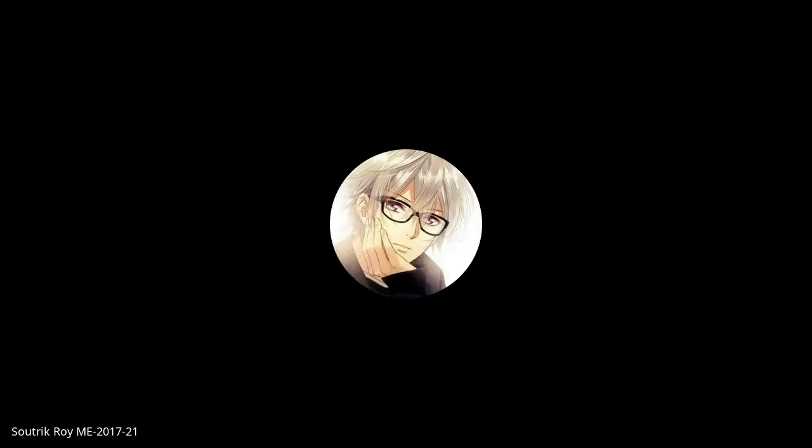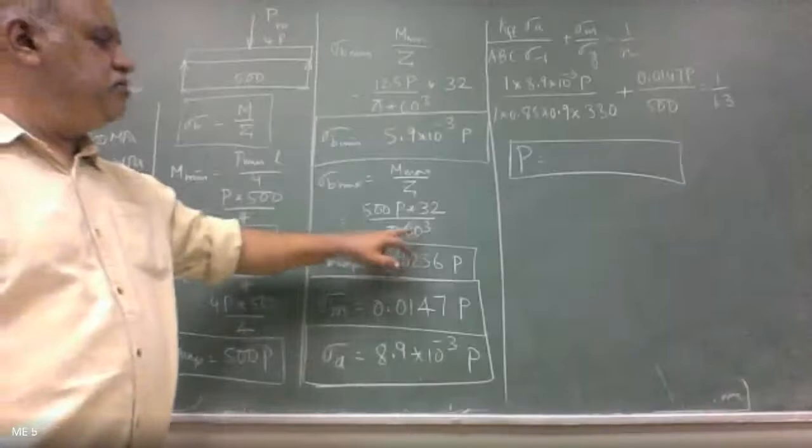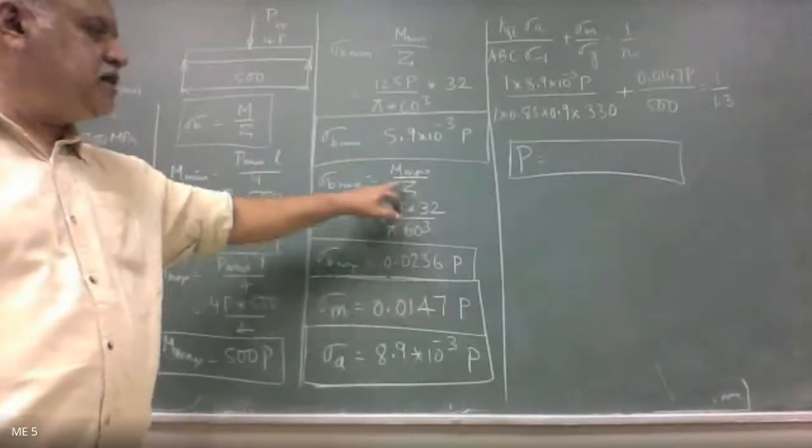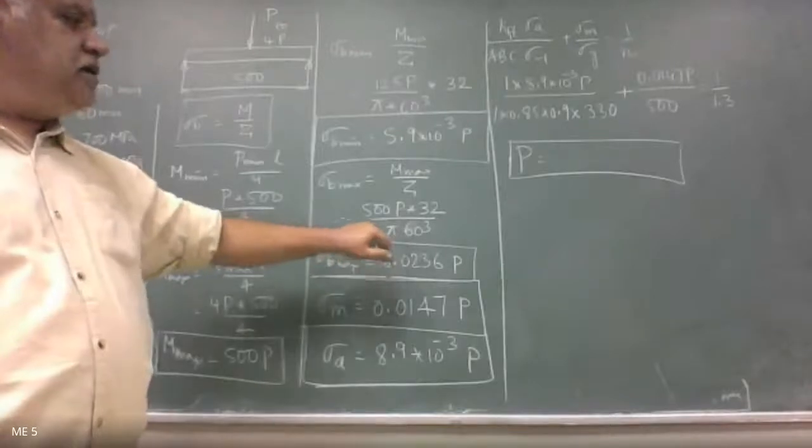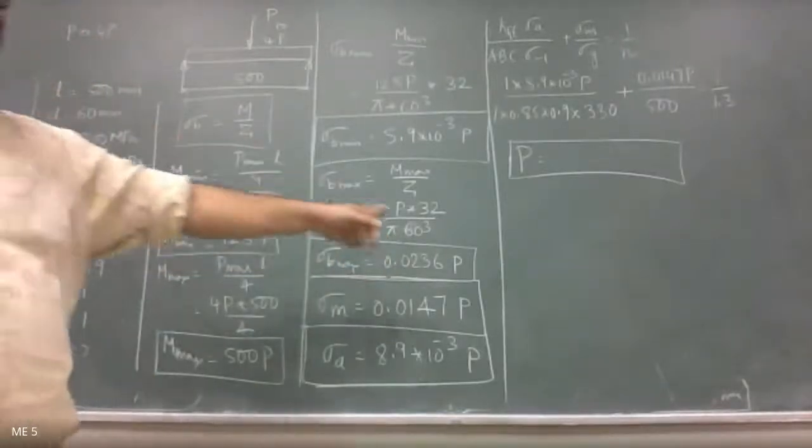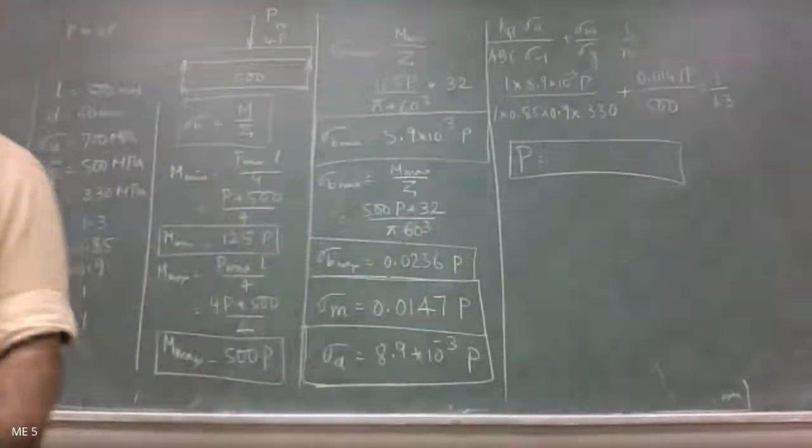Excuse me, sir, is that 60 cube? Pi d cube, yes, it is 60 cube. Pi d cube by 32 is the section modulus, no? Yes, sir. So the diameter is 60 mm given in the problem, so it is automatically 60, correct? Yes, sir.